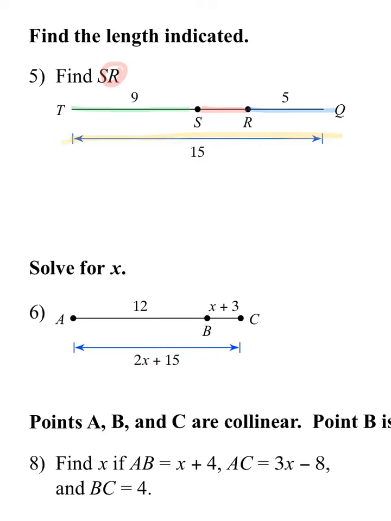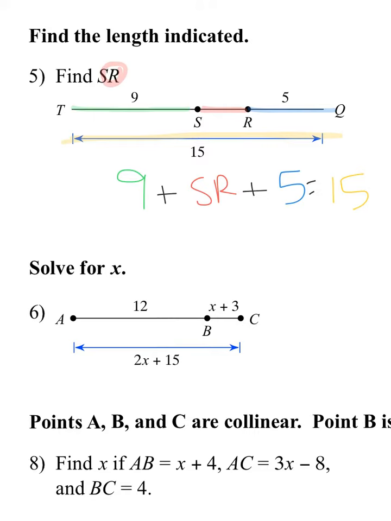I know that if I take this 9, I add the length of SR, and I add 5, add all three of those parts, I'm going to get the total 15. So using the segment addition postulate, I've set up an equation. Now I can solve for my missing value.